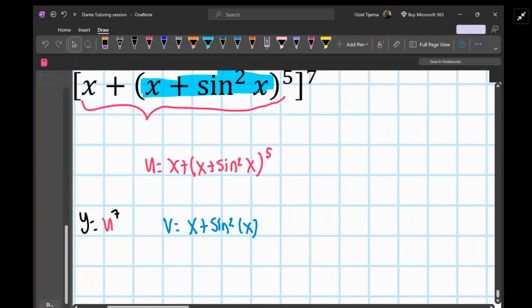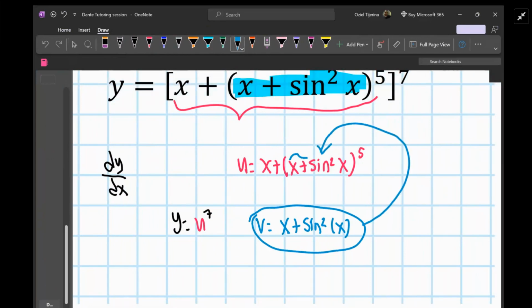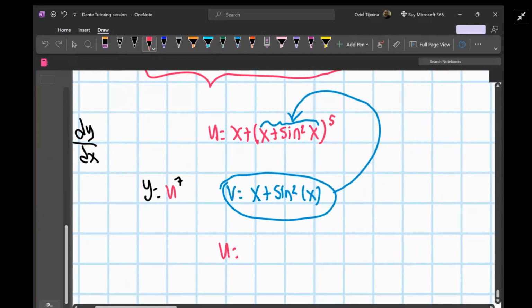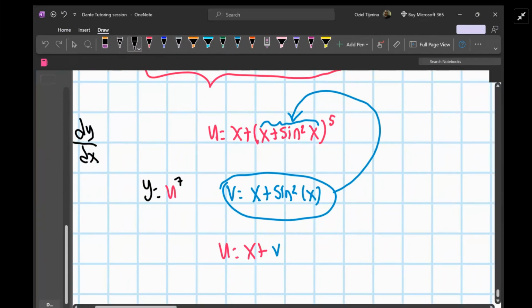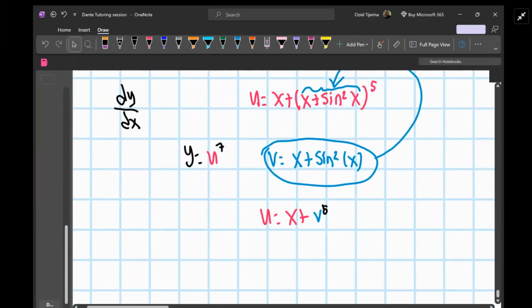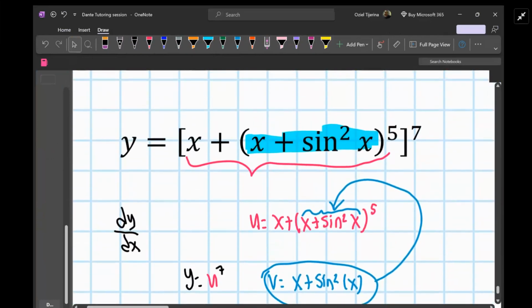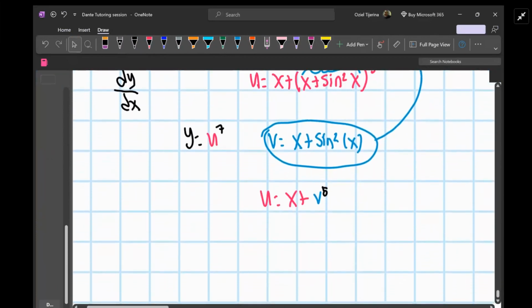So I can put that this part v really goes in for this entire thing that's inside. So really u is x plus v to the fifth. The reason why I'm doing this is because with variable substitution, it makes this a lot easier. And so we know that part is u, right? And so y, like we said, was u to the seventh.